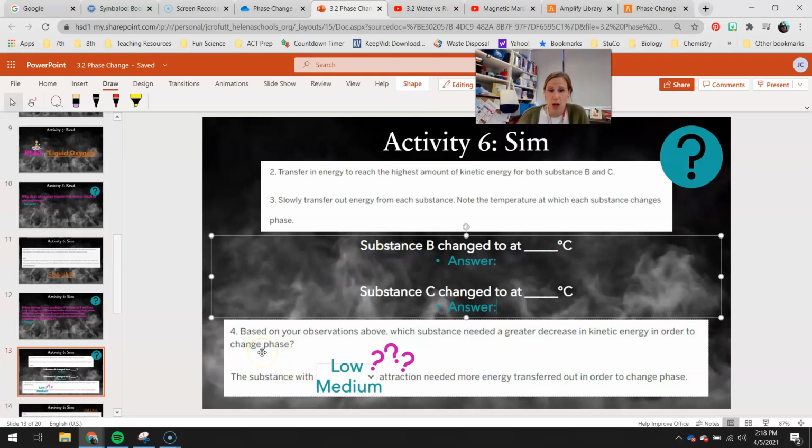And then finally, based on your observations above, which substance needed a greater decrease, so we had to change it or transfer energy out the most in order to change phase. So you guys use your draw tool to circle either low or medium. The substance with blank attraction needed more energy transferred out in order to change phase. So again, look back and review which substance out of B and C was low and which was medium.